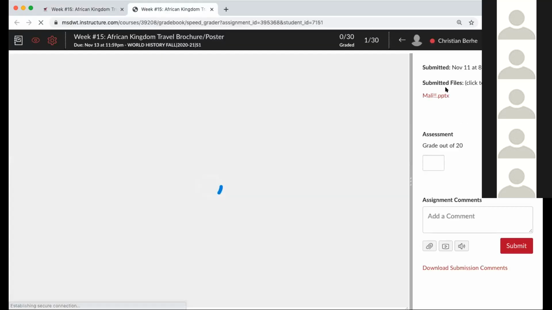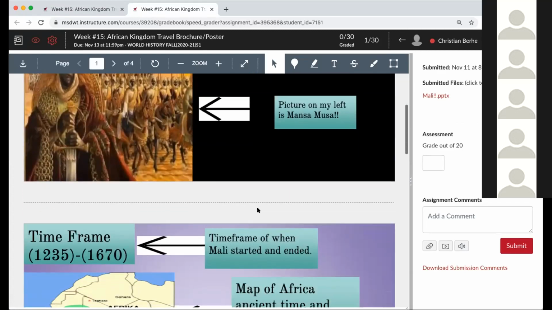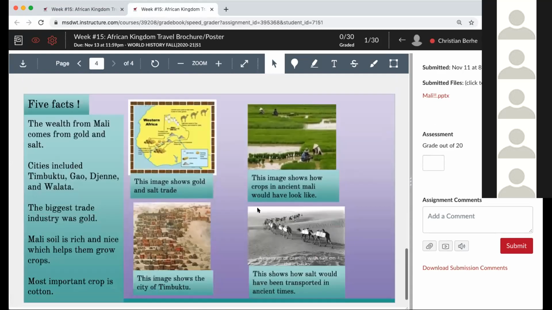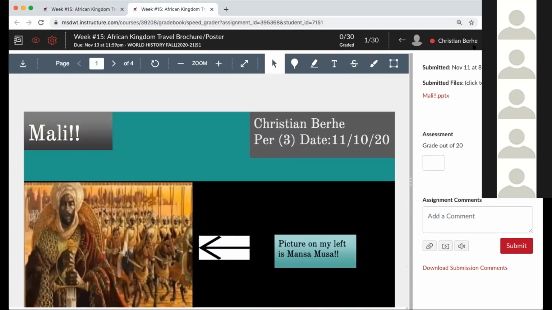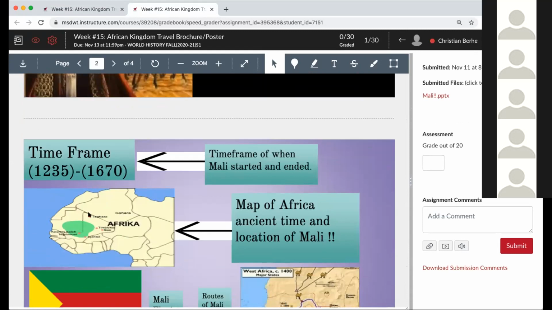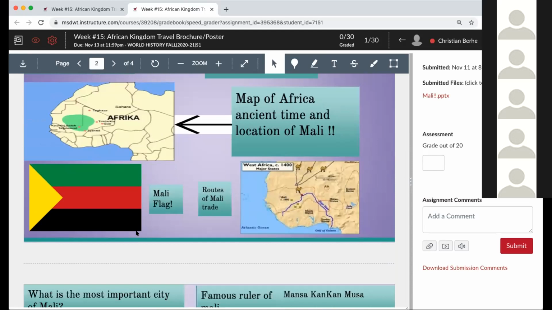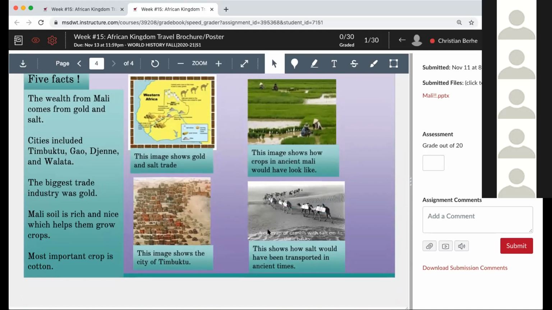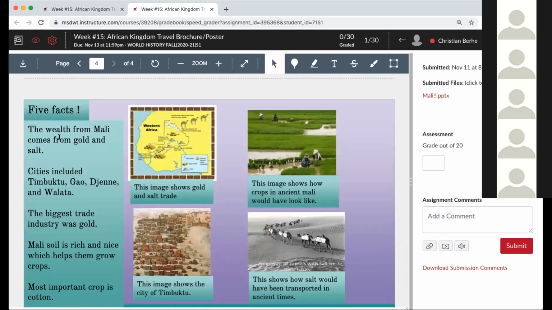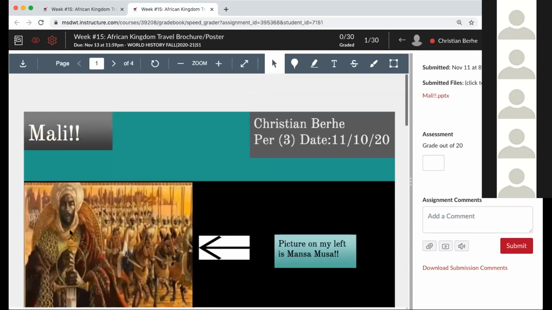I'll even look at a couple that were turned in. Let's see what we got here. Okay, this was a good one. I know because I already looked at it. 4 slides, captions for the slides. Appears fairly organized. See how he has a caption for the picture of Mansa Musa. Map, where it was, time frame. Don't need the flag. Trade route, that's great. Here's some more pictures. City. Pretty basic, but facts are over here. Most important crop is cotton, gold and salt. Here are the famous cities. Biggest trade industry was gold. So that would be a good example of what you'd want to turn in.